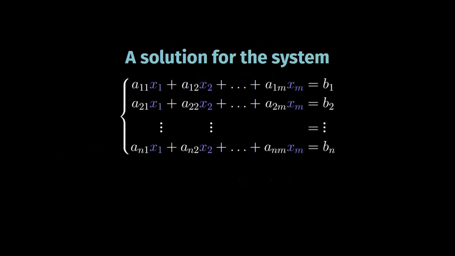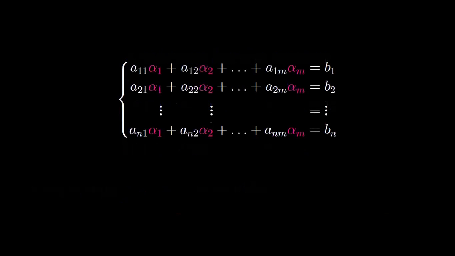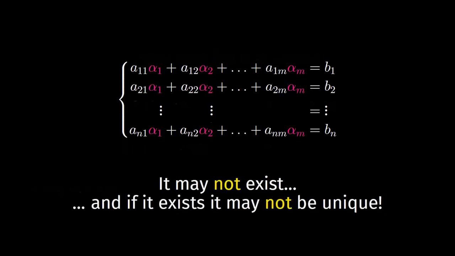Let's come back to our original picture of the general system of n linear equations in m variables. A solution for this system is nothing but an m-tuple of real numbers, alpha 1, alpha 2, alpha 3, and so on until alpha m, which are a solution for each of the n equations of the system. Now be careful, because a solution may not exist. And even when it exists, it may not be unique. Now we are doing the first steps in order to obtain a general method to solve linear systems, a bit more complicated than the previous one.